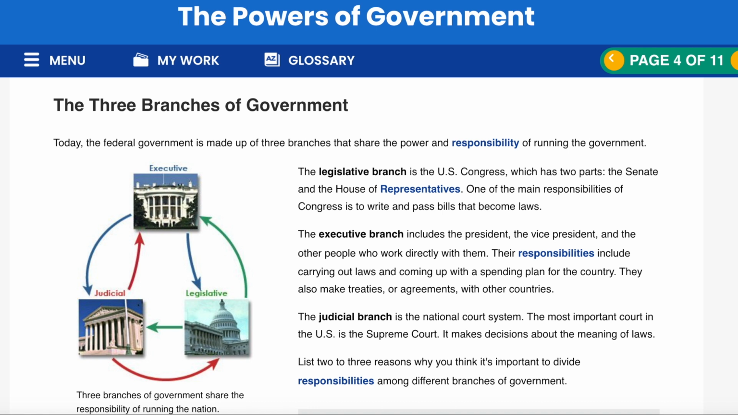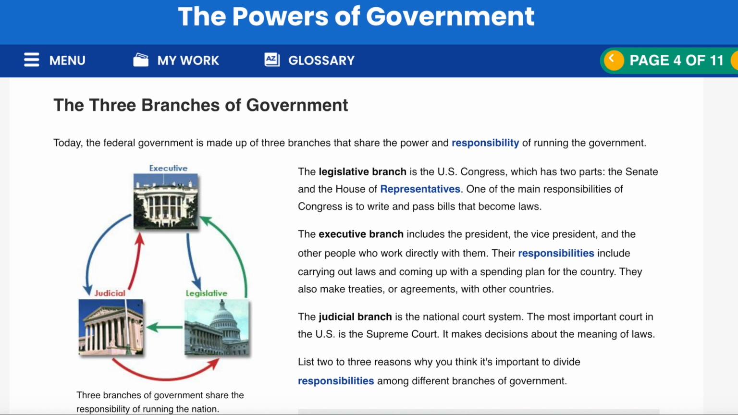Next is the executive branch, including the president, the vice president, and the other people who work directly with them, generally known as their cabinet. Their responsibilities include carrying out laws and coming up with a spending plan for the country. They also make treaties, or agreements, with other countries.